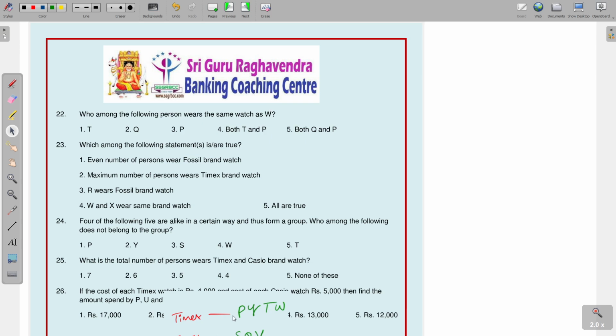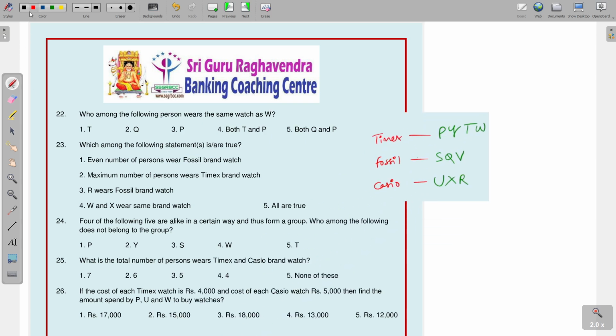Let us move on to the questions. See the first question, question number 22. Who among the following persons wear the same watch as W? So W, P, Y, T. So P and T, only we have, option 4. Which among the following statements is true?